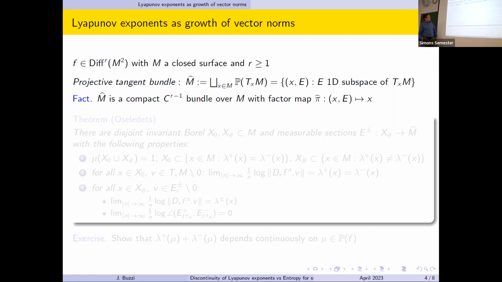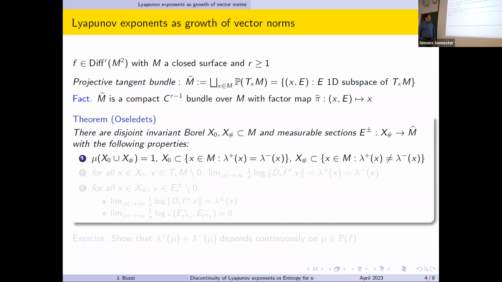Okay, so it's a nice bundle. And now Oseledets's theorem tells you this, that you have disjoint invariant Borel sets, X0 and X sharp. And over the second one, you have a measurable section, that is, a measurable map from this subset of M to the projective bundle. Section means it's a measurable map, and it sends X to a direction over X.